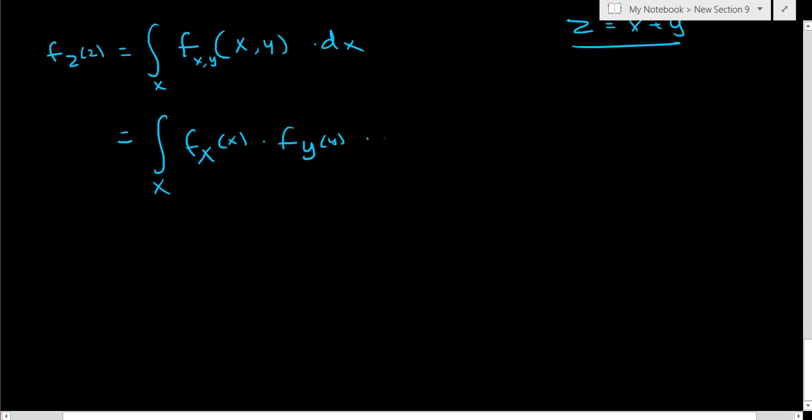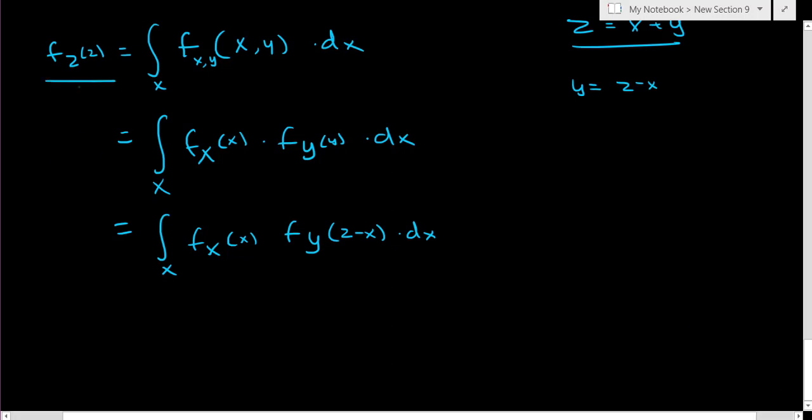And dx. Now I write the y function in terms of z and x, so y is basically equal to z minus x. So over the entire range of x, f capital X of small x, f capital Y of z minus x, dx. This is your definition for the convolution and the way to find the density function of z, which is equal to x plus y. And again, the way of defining the range of x would be the same.